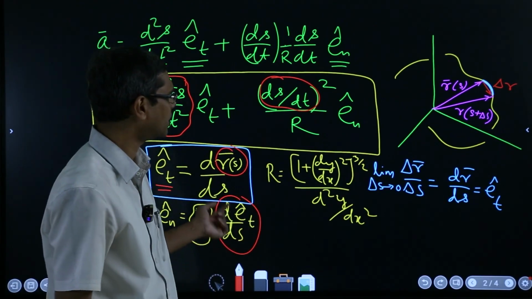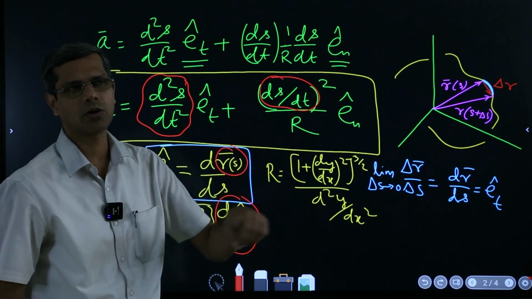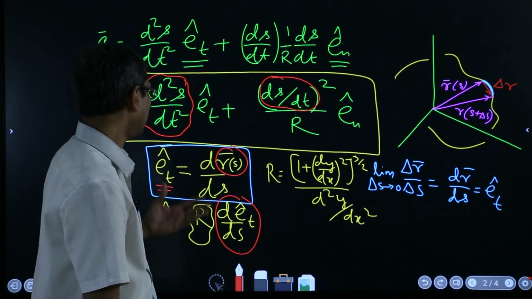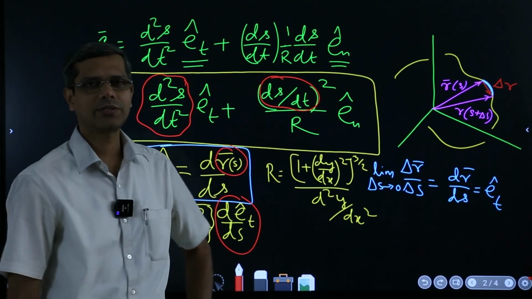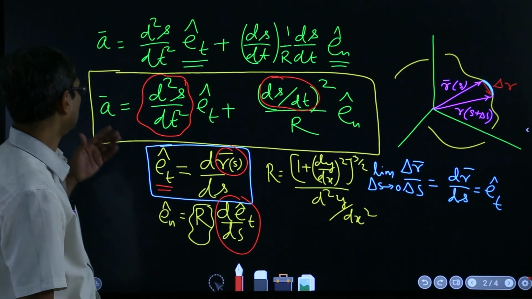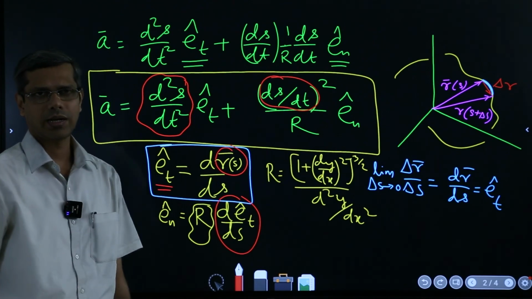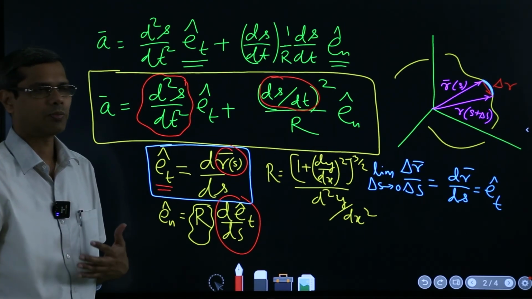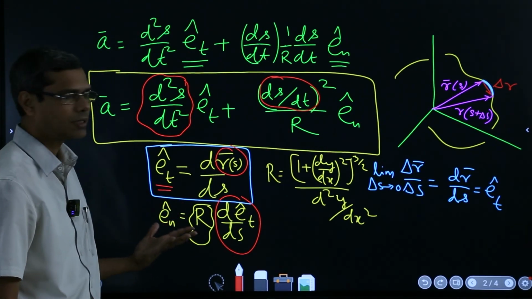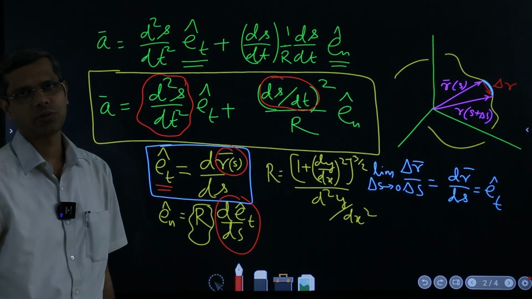So for such difficult problems where the path could be a very complex path in 3D, this is the most natural way to find the acceleration vector. Okay. So this is very important. It will be much clearer once we solve many problems related to this, and we will see them in the next segment. So see you in the next segment.